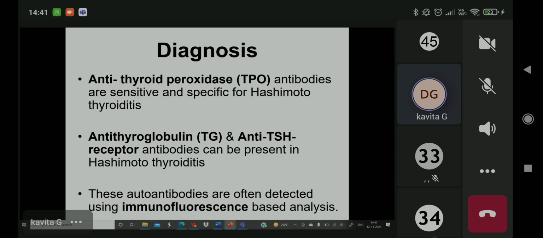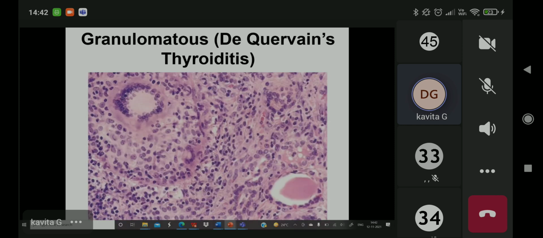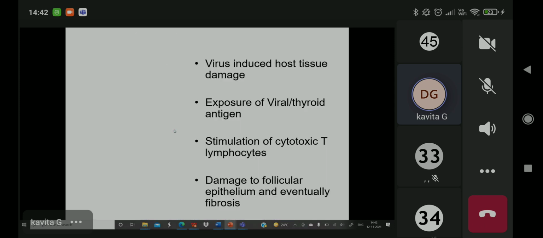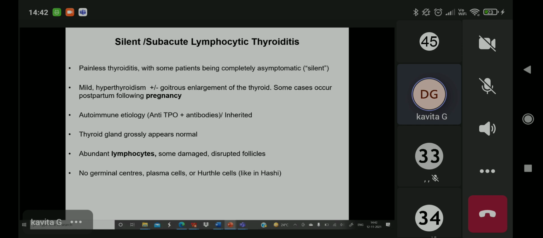And anti-TSH receptor actually is a part of the workup of Graves also. Then these autoantibodies are often detected using IF. So then you have this granulomatous or De Quervain's, which is more of an MCQ. You can take a screenshot because you can get an MCQ based on this. You can see epithelioid cell granulomas with giant cells, that's De Quervain's, which is because of virus-induced damage. And then you have something called silent thyroiditis, which is painless.